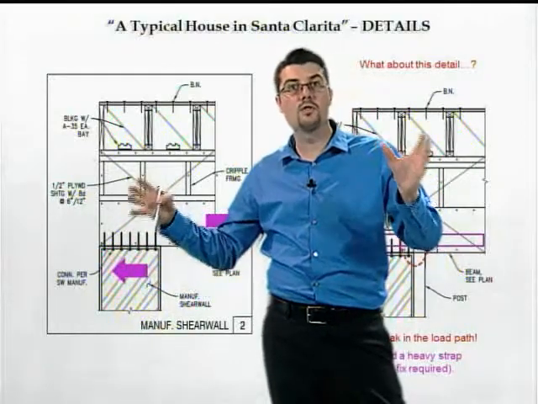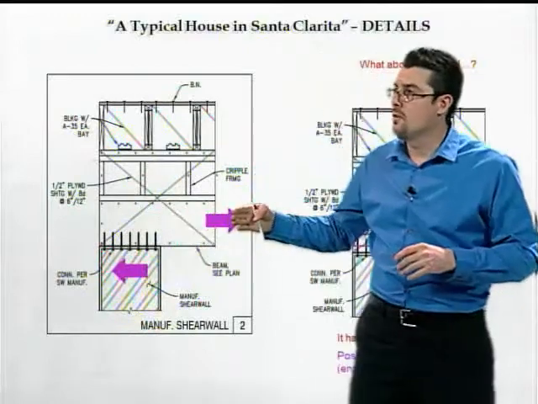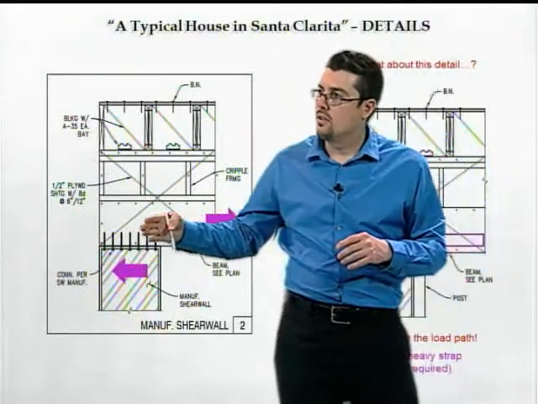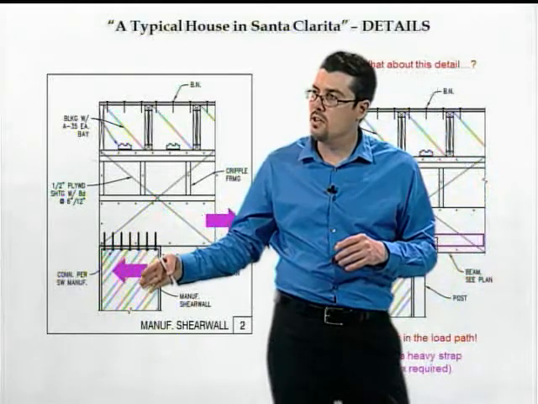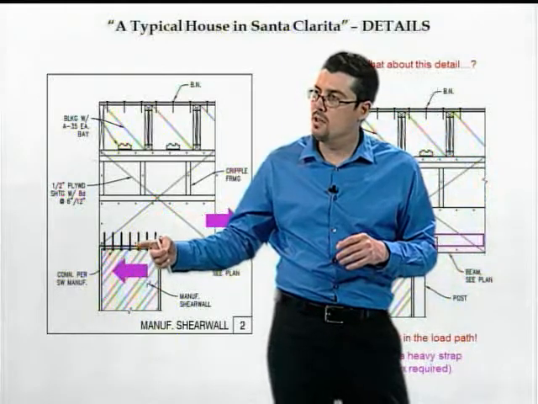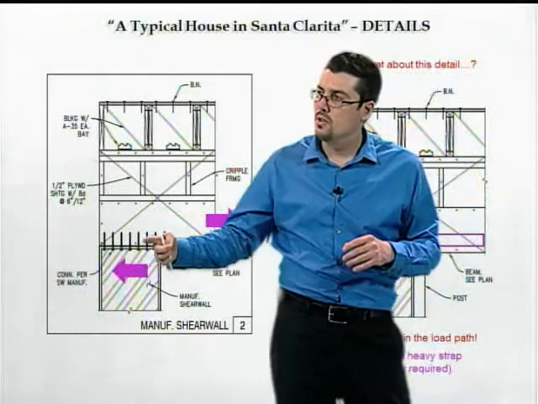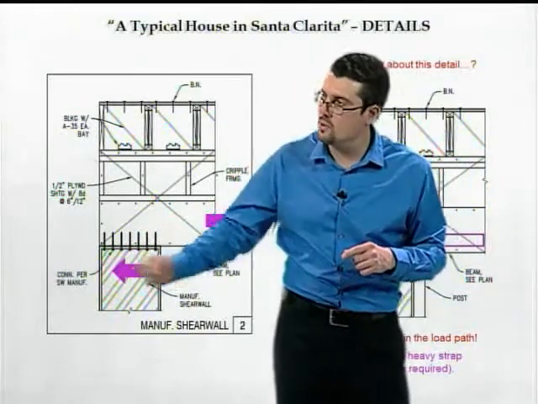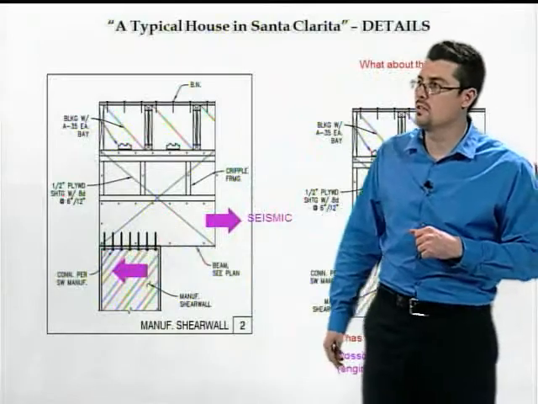Remember the analogy of the chain. So the beam is one link in the chain. Then when we come here, the shear wall is another link in the chain, but between them, you have these screws. So all of that force has to transfer through these screws to get into the shear wall.